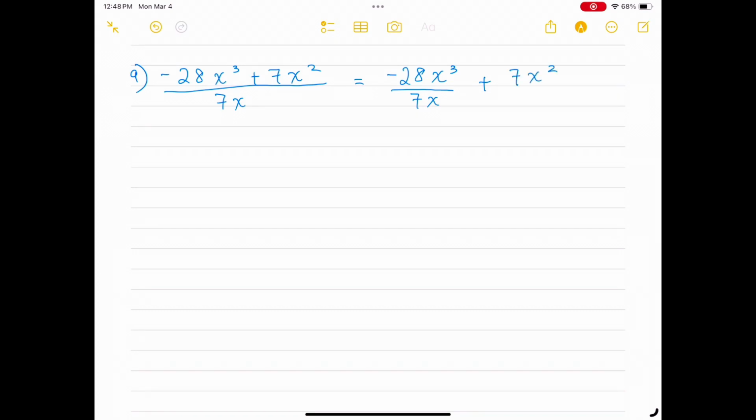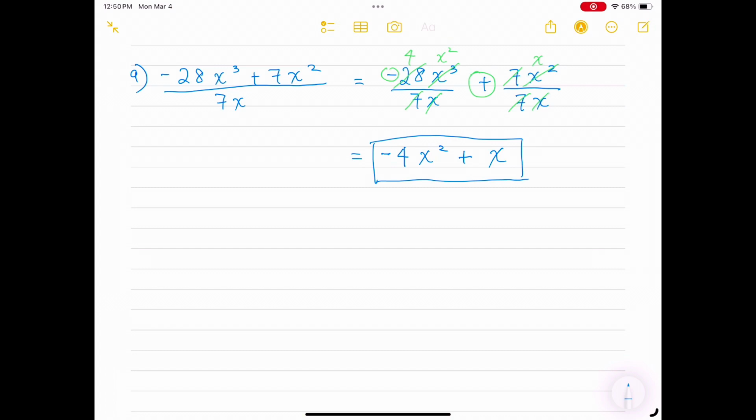So we simplify. Negative 28 divided by 7 equals negative 4. X cubed divided by x equals x squared. So we have the first term simplifying to negative 4x squared. We maintain the addition sign, so we put the add sign, and then we have 7x squared divided by 7x. The 7's cancel. 7 divided by 7 equals 1, and then x squared divided by x equals x. We end up with negative 4x squared plus x.